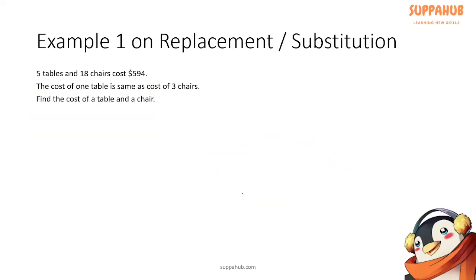In this problem, 5 tables and 18 chairs cost $594. The cost of 1 table is the same as the cost of 3 chairs. Find the cost of a table and a chair. Okay, this is a very basic and simple problem to solve using algebra. Perhaps you can pause this video and think how to write these equations. There are two equations here. Alright.